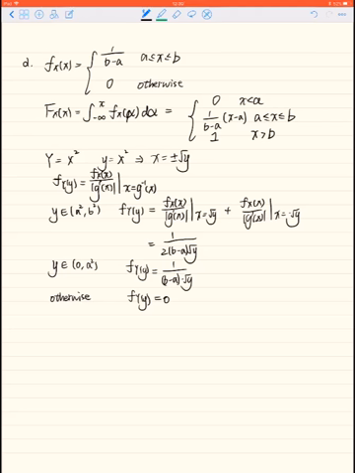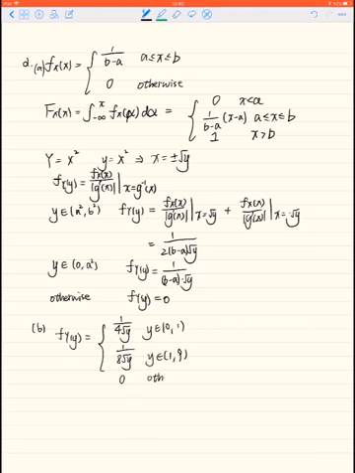Now in the second case, we have been given that a equals minus 1 and b equals 3. In this case, we can similarly get the density function of y. In this case, f_Y equals 1 divided by 4 times the square root of y when y is ranging from 0 to 1, and should be 1 divided by 8 times the square root of y if y is ranging from 1 to 9, and should be 0 otherwise.